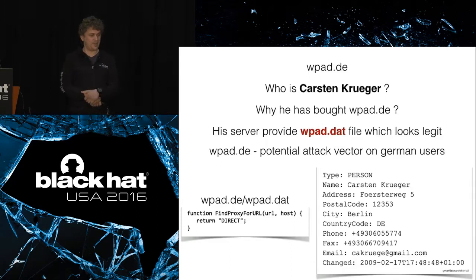As I'm a German citizen and live in Germany, first of all I checked who owns wpad.de as a domain name. The guy, Carsten Kruger, this name doesn't tell me anything. But the problem was that the owner of wpad.de was running an Apache server with the proxy configuration file on the server side. So there was a WPAD file, and it was providing just a direct connection to the internet. Basically, in the proxy script you write the settings that directly access the internet, that's it. But the problem is that you can modify this file on the fly.